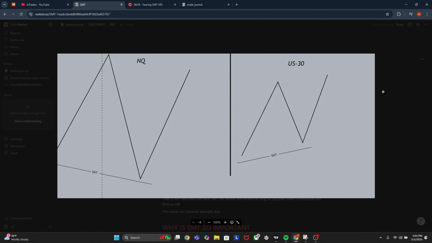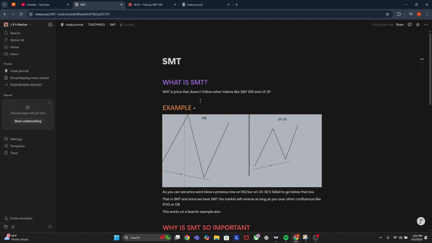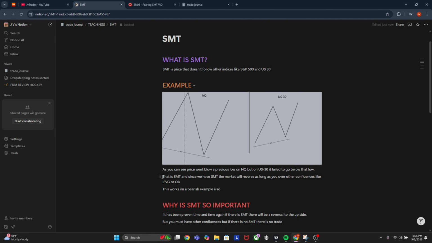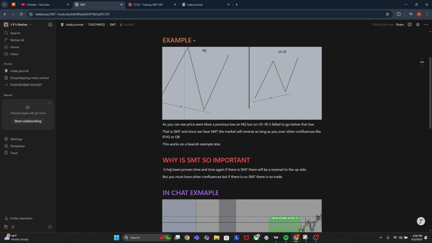Now, why this is so important is because this indicates a market reversal or price going in a different way. You see price will be trending down, price will go up. I have some in-chart examples later. Now, along with SMT, you cannot just use SMT. You need to use things like inverse fair value gap, order blocks, breaker blocks, higher time frame PD arrays, stuff like that. And this also works in a bearish example. It's not just a bullish example.